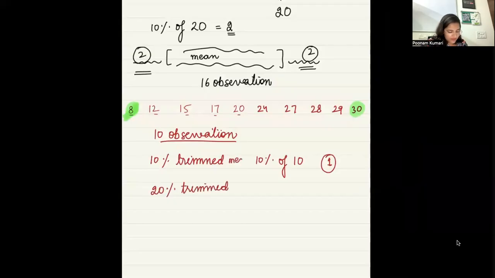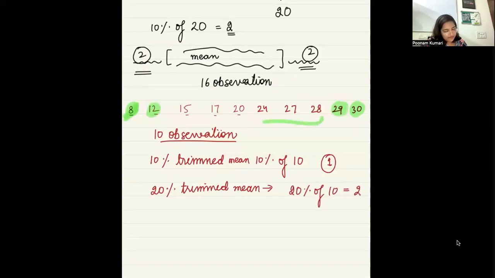How will you find this? What will be the 20% trimmed mean? Two from the left and two from the right. Very nice. So 20% of 10 is what? 2. So you remove 2 observations from here and 2 observations from here.